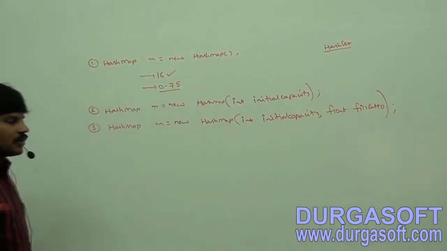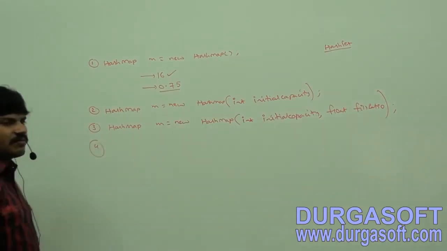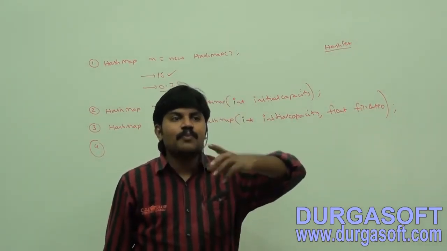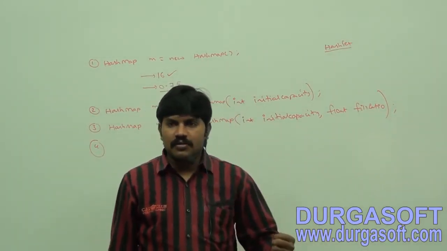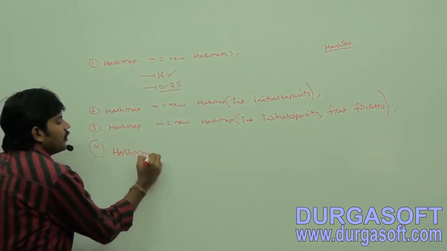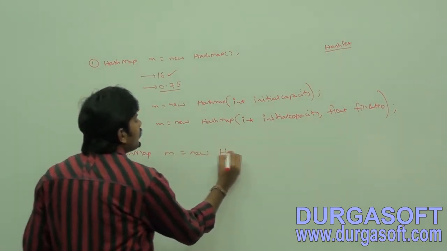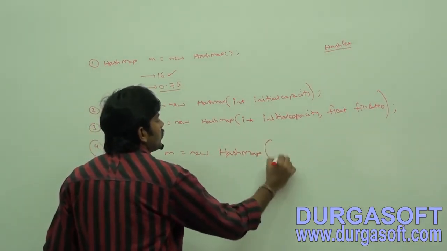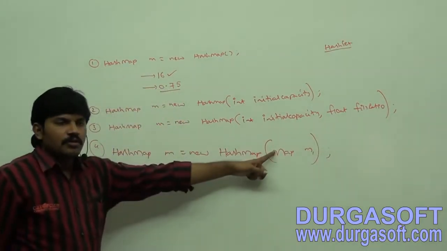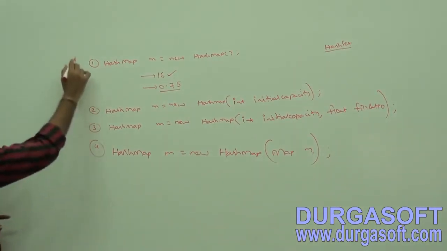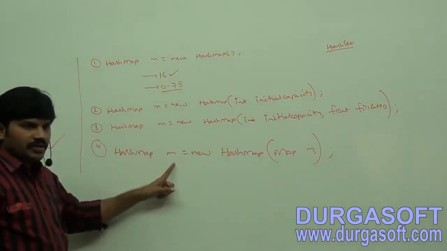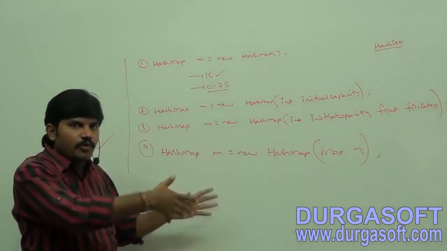The fourth constructor is for interconversion between map objects. Suppose I have a TreeMap and I want to create an equivalent HashMap: HashMap m = new HashMap of Map m. You can provide any map object, and we get the equivalent HashMap object. Total, there are 4 constructors in HashMap.